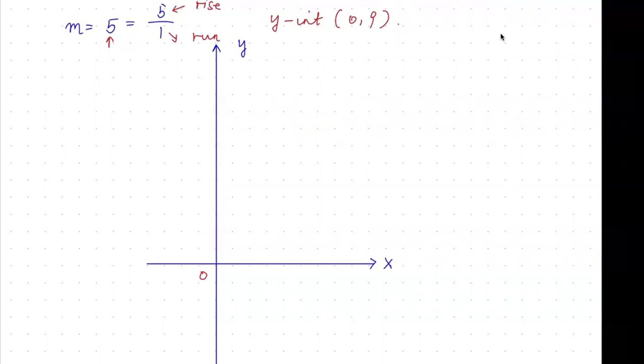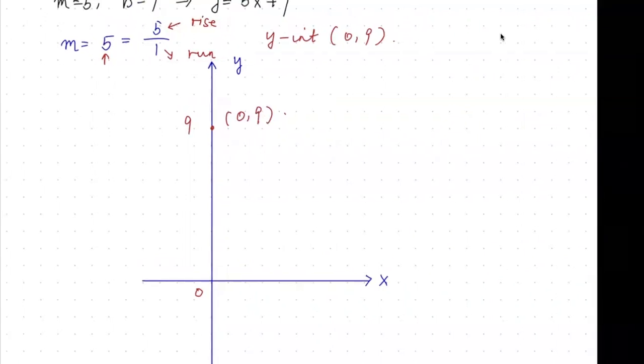Okay, so this is 9. So this point is (0, 9). This point is also the y-intercept of this straight line. Now we start from this point. We use the slope information. Rise is 5, which is positive, so we go up: 1, 2, 3, 4, 5. And then run is 1, so we go to the right by 1 unit. So it's here.